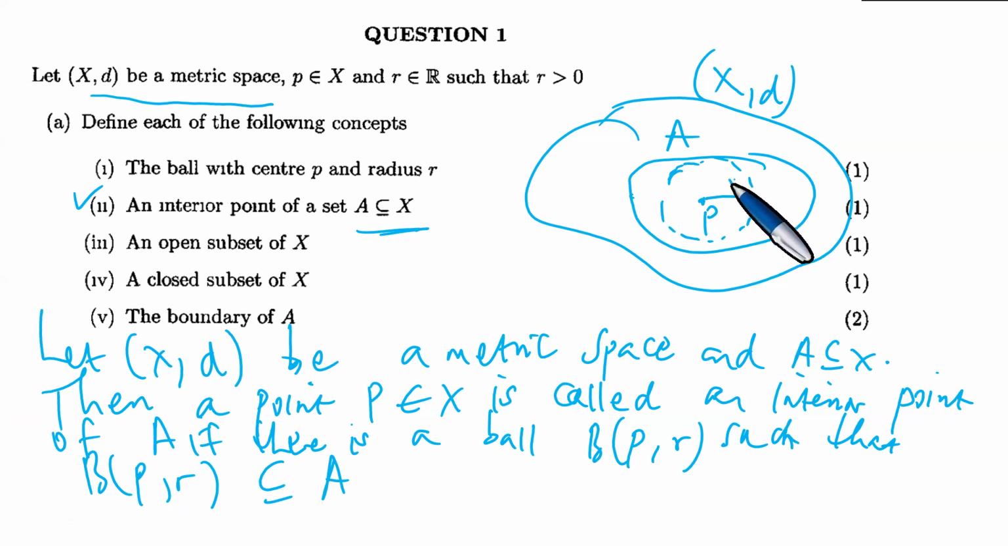So here's the ball, center P radius R, and obviously if this ball with the center P is entirely contained in the set A, it's a subset of A, though not necessarily proper, in which case it can actually be equal to the set A, because if ever the ball equals the set A, then the ball is an improper subset of A. Okay.